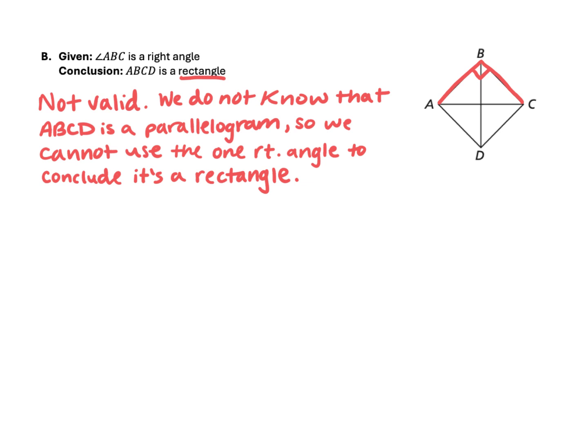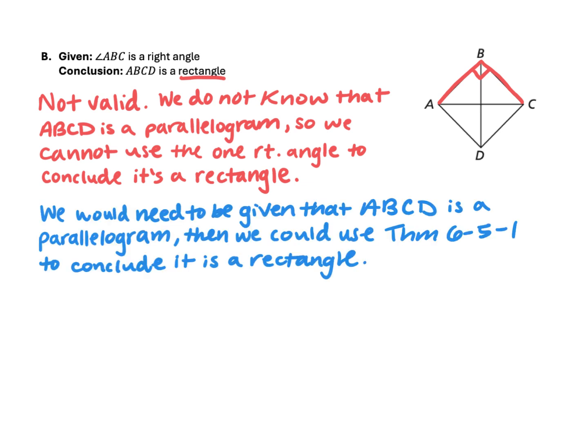The directions state that if it's not valid, tell what additional information would be needed to make it valid. We would need to be given that ABCD is a parallelogram, and if we knew it was a parallelogram, then we would be able to use theorem 6-5-1 to conclude it's a rectangle. So the first part of my answer here is stating that the conclusion is not valid and why, and the second part states what additional information we would need to make the conclusion valid.